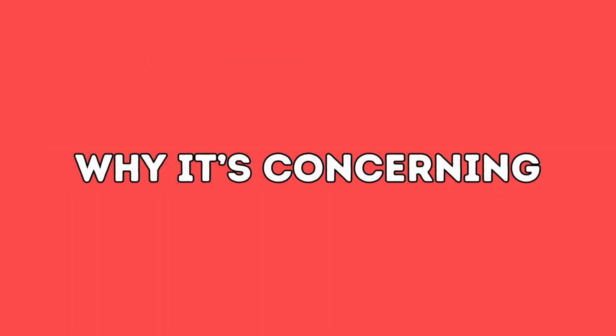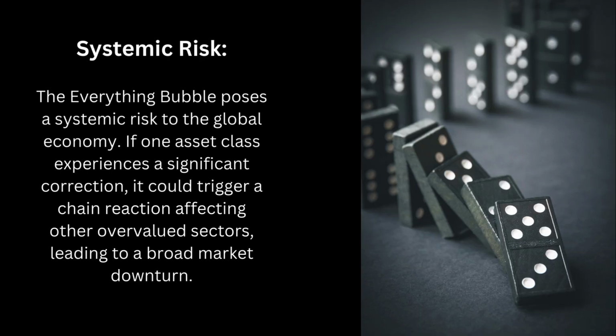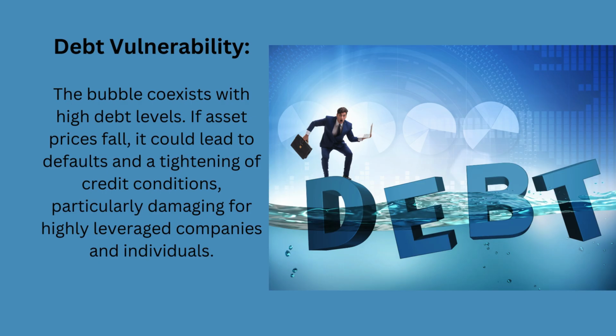Why it's concerning. Systemic risk. The everything bubble poses a systemic risk to the global economy. If one asset class experiences a significant correction, it could trigger a chain reaction affecting other overvalued sectors, leading to a broad market downturn.